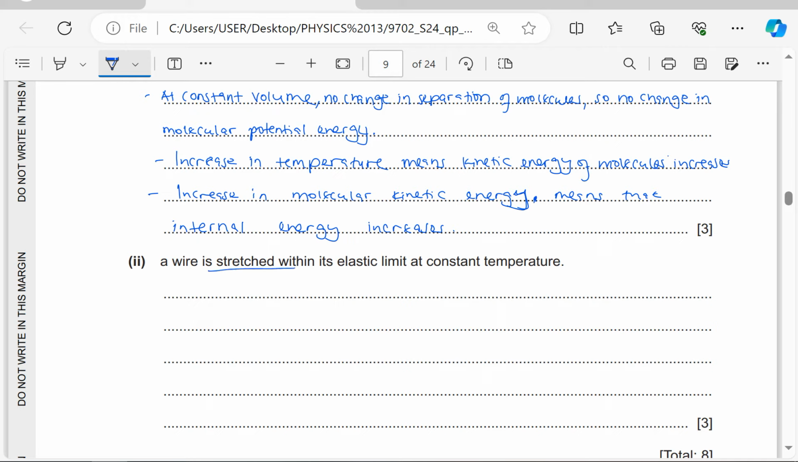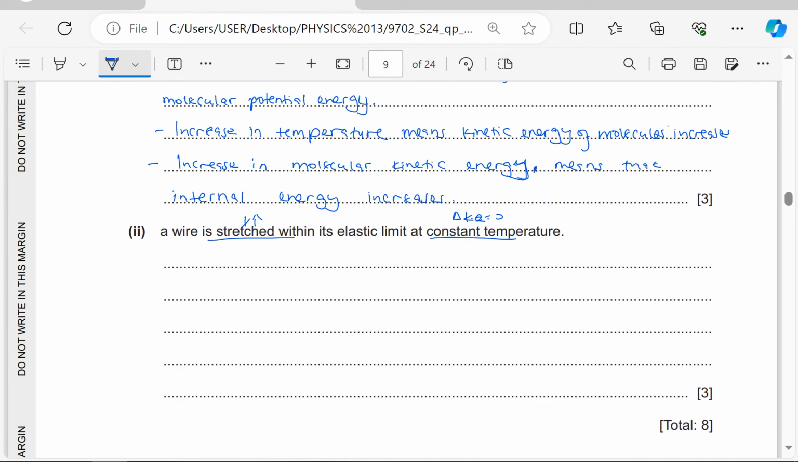Then a wire is stretched. That means if the decrease in cross-section area is negligible and there's an increase in length, it means the volume increases. So the volume is increasing within its elastic limit at a constant temperature. So here the kinetic energy remains constant, so the change in kinetic energy will be zero. So it still means our internal energy increases.